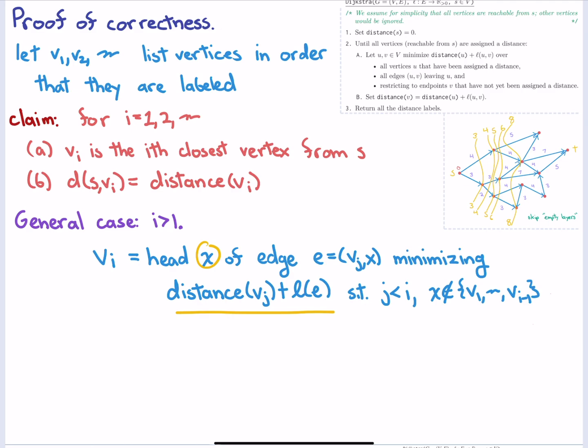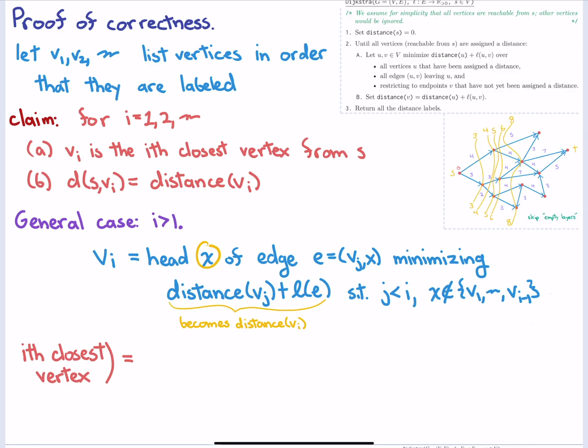Okay, so that's one way to describe this vertex the algorithm labels for the ith time. As far as the true ith closest vertex, oh, one sec, I forgot to mention something. Right, okay. And then for what it's worth, that quantity, distance of vj plus the length of e, is what becomes the label for vi. That I forgot to mention.